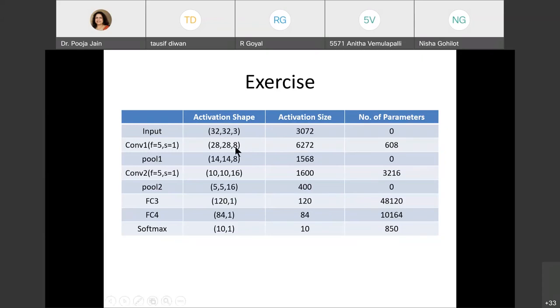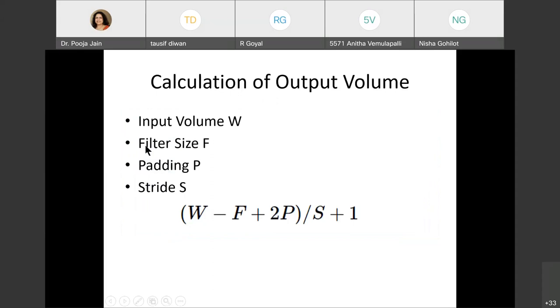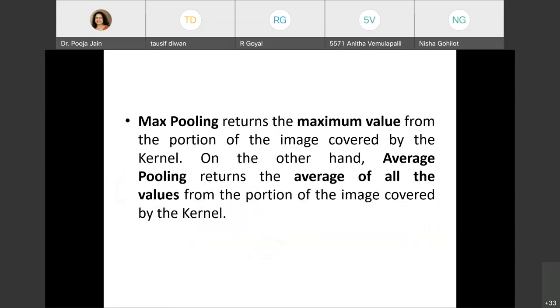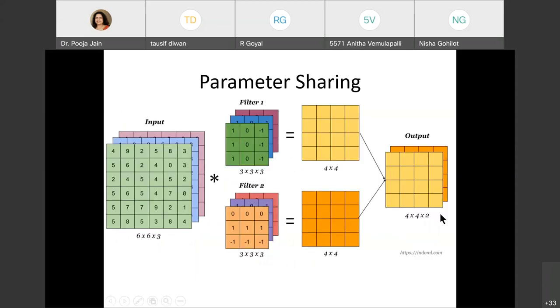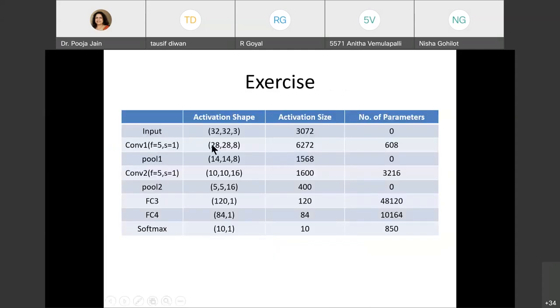See here, this 8 is nothing but the total number of filters that we are applying in this convolution 1. Just look at the previous slide, right? How many filters we are applying over here? 2 filters. So the output is 4 cross 4 cross 2. If we apply 3 filters, then it would be 4 cross 4 cross 3. If we apply 10 such filters, then the output is 4 cross 4 cross 10. Here also, we are getting this output 28 cross 28 cross 8. What does it indicate? It indicates that we were applying 8 such filters in this convolution 1. Is it clear now?